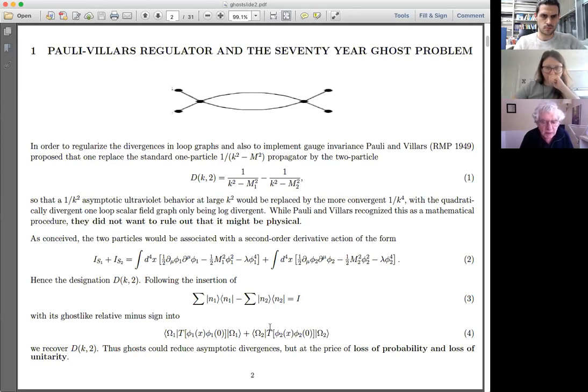And you insert that in this Green's function, vacuum 1, phi 1, vacuum 2, phi 2, and you recover this propagator. So they could get good asymptotic convergence, but the loss of probability and the loss of unitarity.